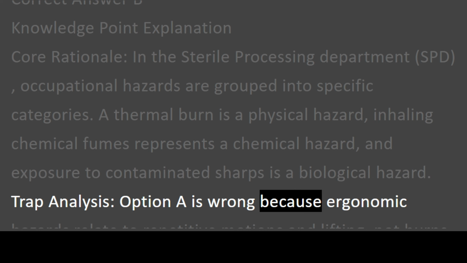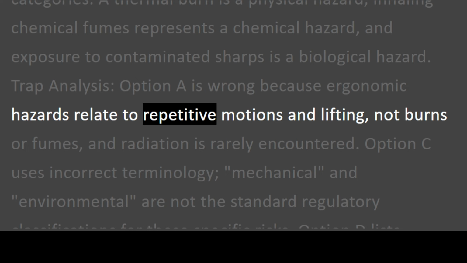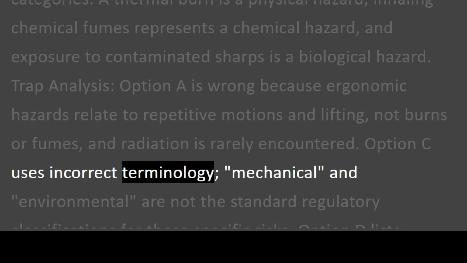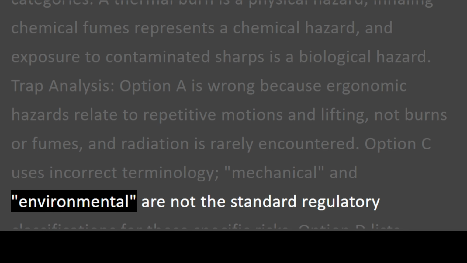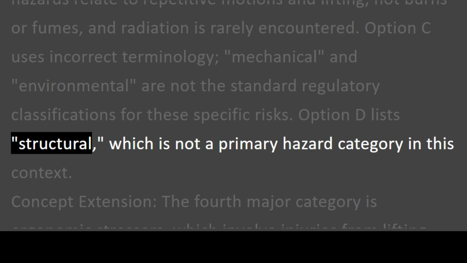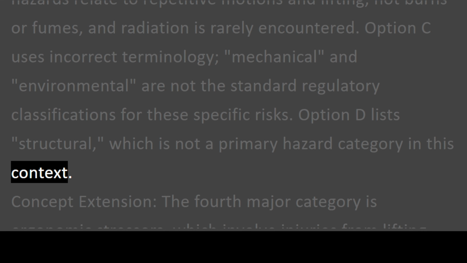Option A is wrong because ergonomic hazards relate to repetitive motions and lifting, not burns or fumes, and radiation is rarely encountered. Option C uses incorrect terminology. Mechanical and environmental are not the standard regulatory classifications for these specific risks. Option D lists structural, which is not a primary hazard category in this context.